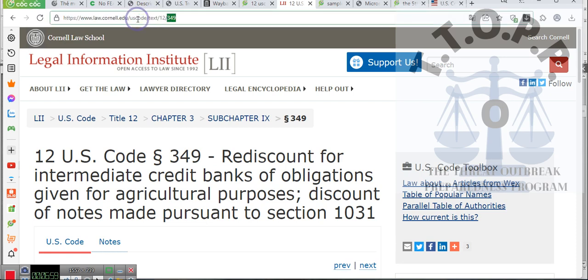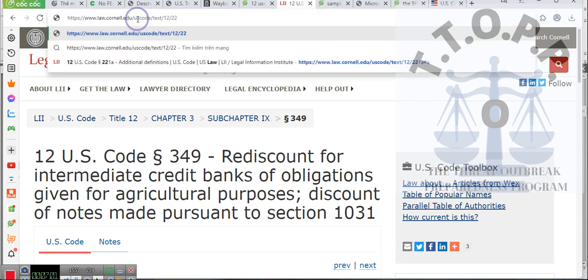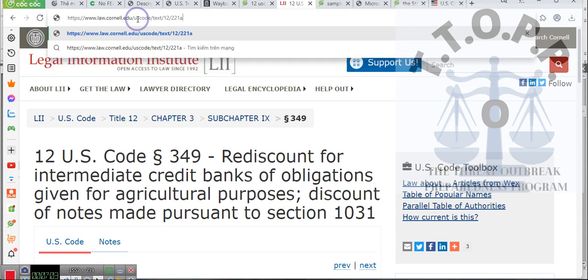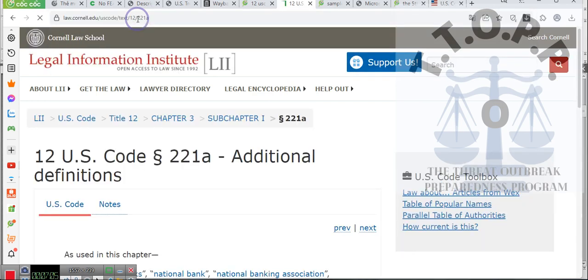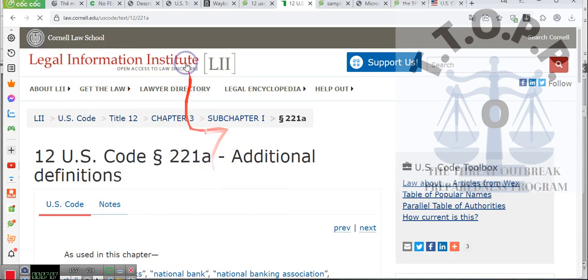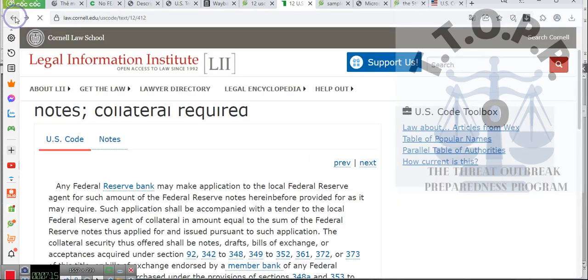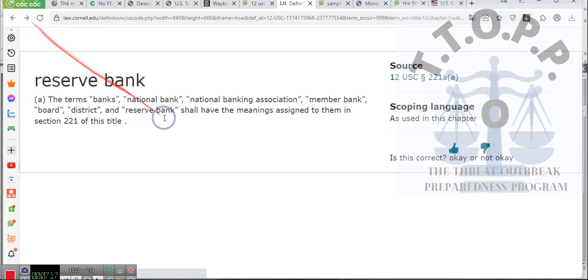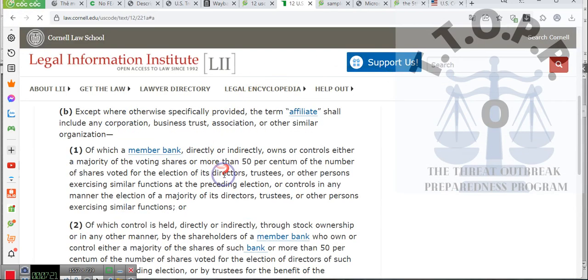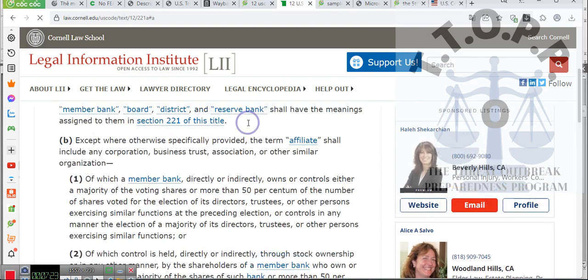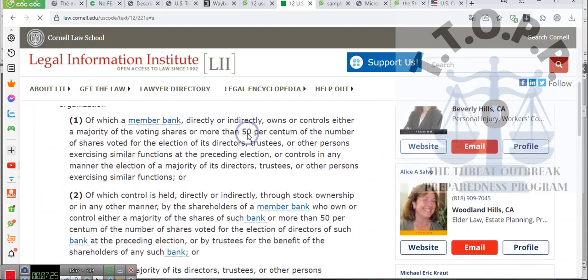So let's go back to 221. 221A. Now you see, when I put it in up here, it takes me to 221A. Hold on. Let's do our math, ladies and gentlemen. We're going to go to Reserve Bank and we're going to click on this link here and watch where it puts us. Did you see how it put us at the top? And then it brought us here.